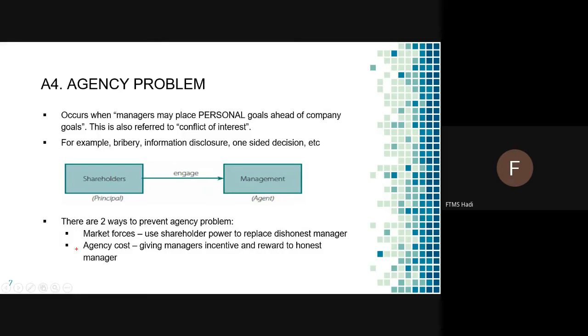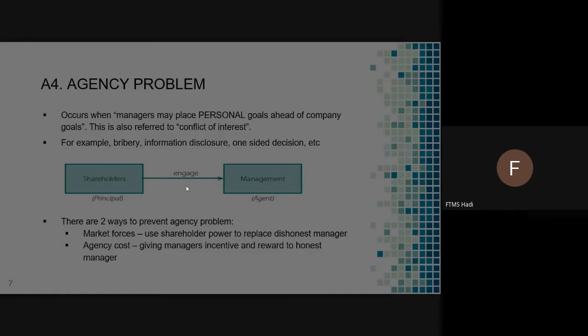Another one is agency cost. Agency cost is a quite positive and good manner whereby shareholders give managers incentive and reward to an honest manager. If managers perform work very well and report on time, shareholders will give incentives to the managers, and some rewards like an extra holiday, bonuses and so on. Okay, I'll stop here for part A.